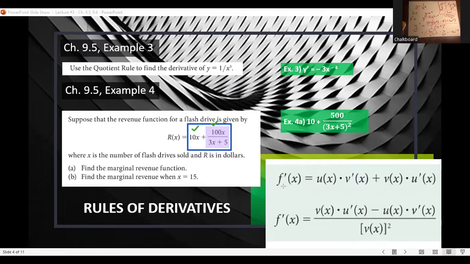So again, when you're doing a derivative, don't forget, if you have a revenue or a cost or a profit, and you're asked for the marginal revenue, cost, or profit, respectively, you're asked to really just find the derivative. So here's r of x. Let's find r prime of x. So it's going to be 10x plus 100x over 3x plus 5.